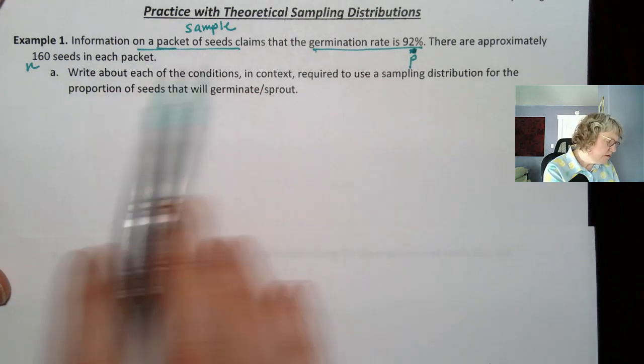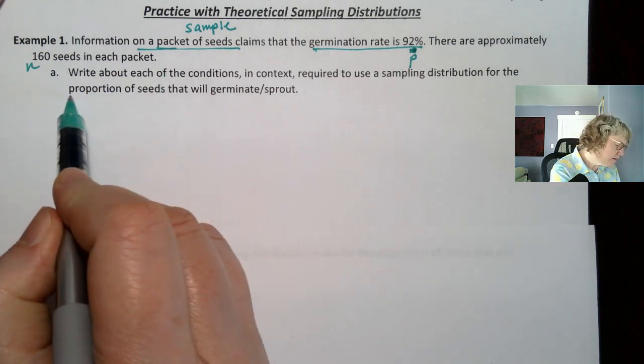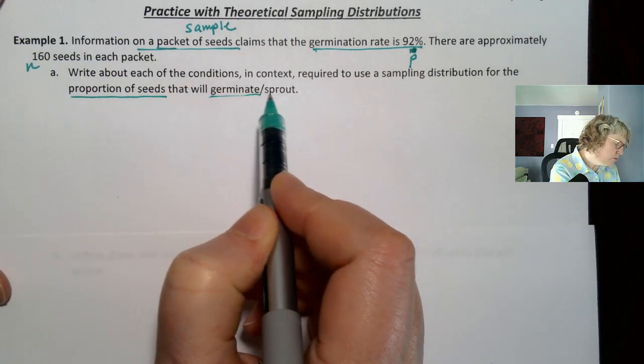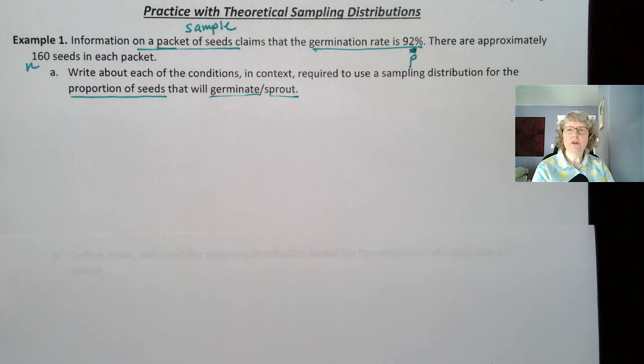We're required to use a sampling distribution for the proportion of seeds that will germinate, or will sprout. Have you ever planted seeds and some of them come up, some of them don't? Different types of plants and seeds have different germination rates, and of course how they're stored and processed makes a big difference. Okay, so write about our conditions.